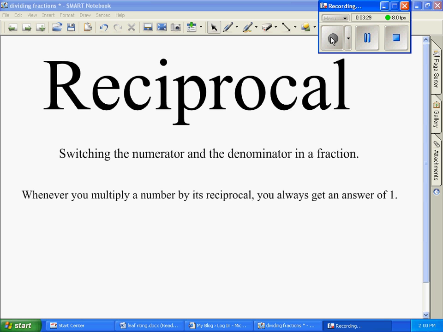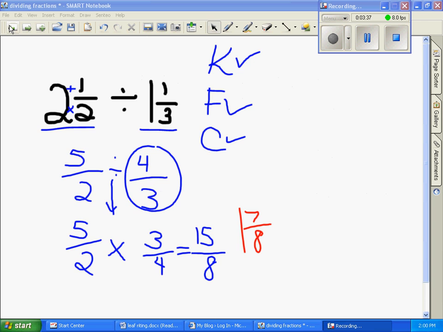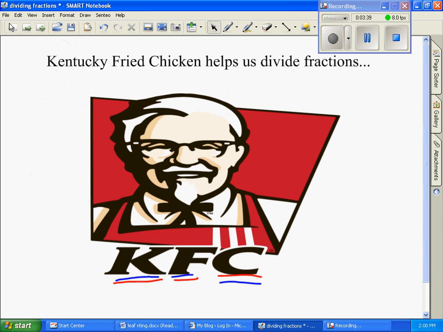A Pizza Hut, a Pizza Hut, Kentucky Fried Chicken and a Pizza Hut, McDonald's, McDonald's, Kentucky Fried Chicken and a Pizza Hut.